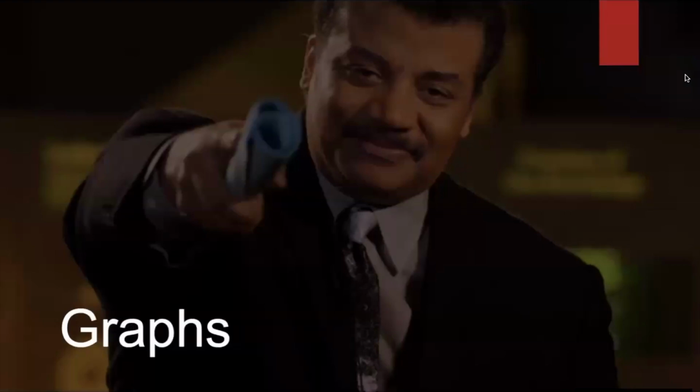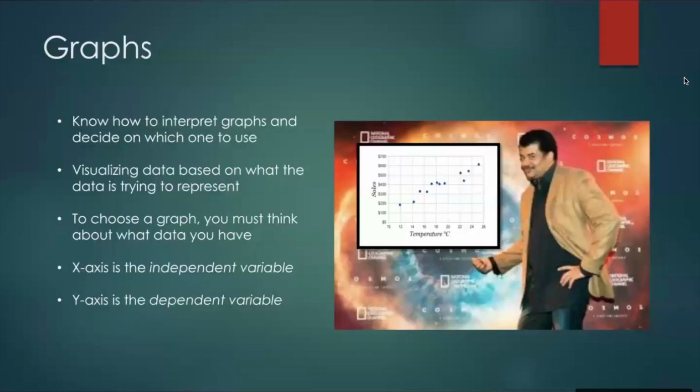Ready? Next, we're just going to talk about some graphs, how to read them, how to use them. So graphs, we need to know how to interpret graphs and decide on which one to use for a particular data set. Visualizing data based on what the data is trying to represent is very good to help us know the trend of the data, or maybe we need to use it to solve for an unknown number, maybe make predictions, that sort of thing. Alrighty? So to choose a graph, you must think about what data you have.